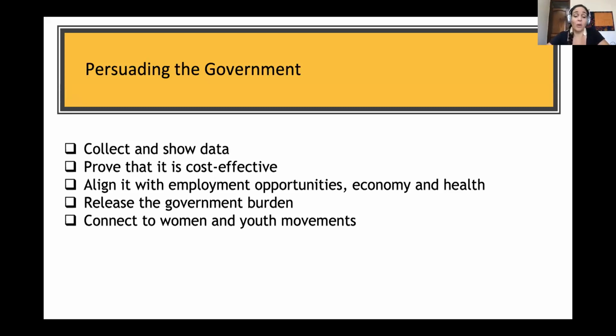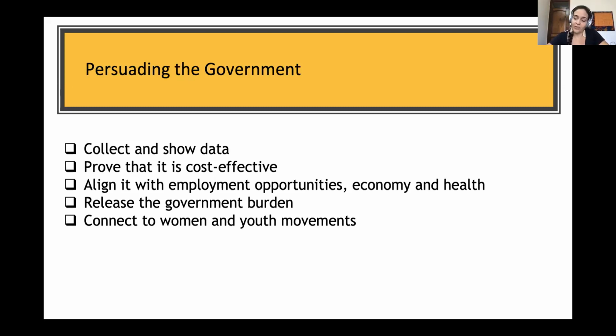About persuading the government, there are a couple of things that we have done, including collecting and showing data. One of the things about waste, at least here in Tanzania, especially when you think about plastic pollution, is that there is not that much data available. So we can see waste everywhere, but no one can quantify that waste. So one way to persuade the government is collecting and showing data, and I'm going to show examples soon about how to do that.